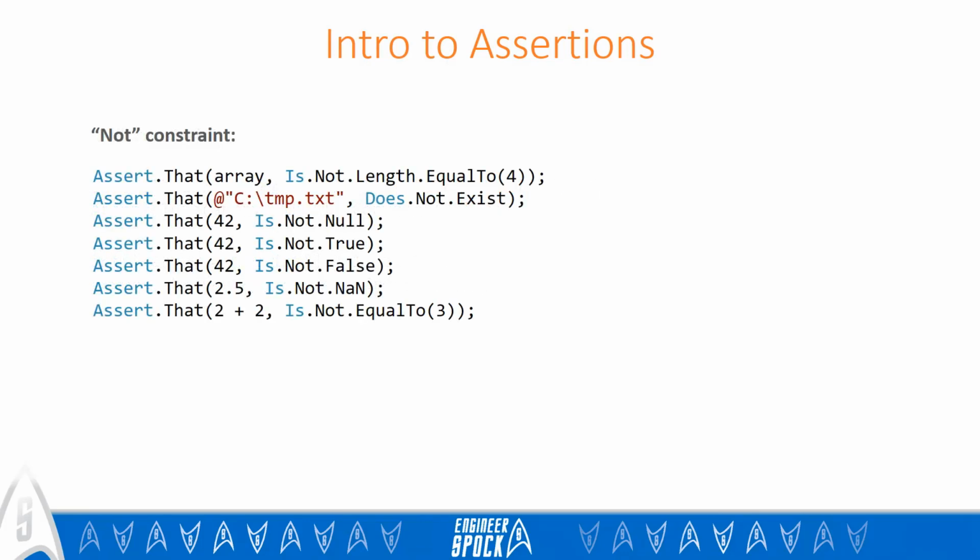The not constraint can be invoked both on is and does constraints. Not is the constraint which allows you to build negative logical expressions. These examples are obvious, so I don't see any reason to explain the meaning of these code lines in detail.